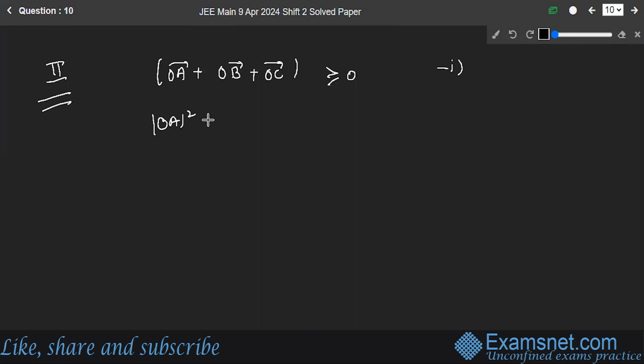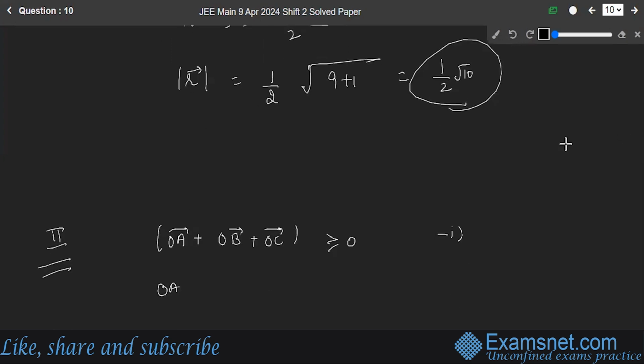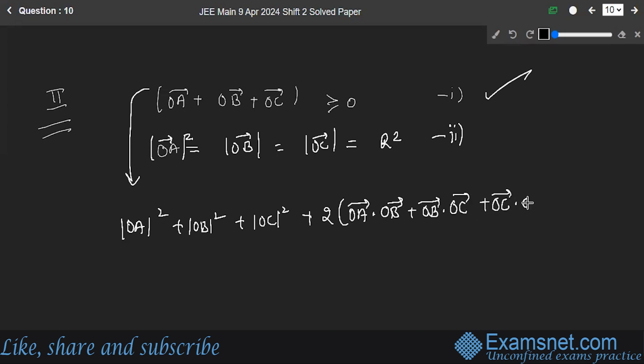And the magnitudes of OA, OB, OC are equal, that is equal to, let's say, some R square. Let's say this is equation 2. So now using 1, let's take this and square it. On squaring, you will have OA square plus OB square plus OC square plus 2 times OA dot OB, OB dot OC, OC dot OA. This is greater than or equal to 0.